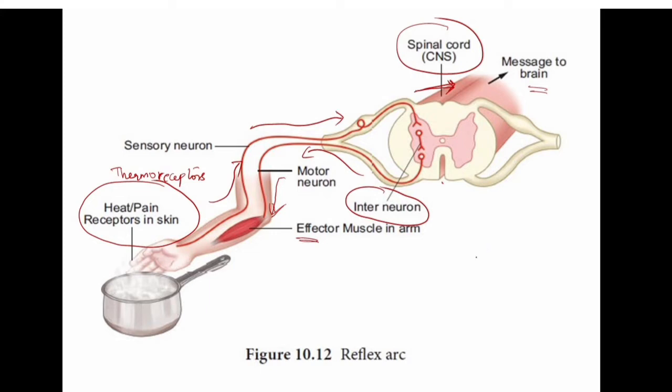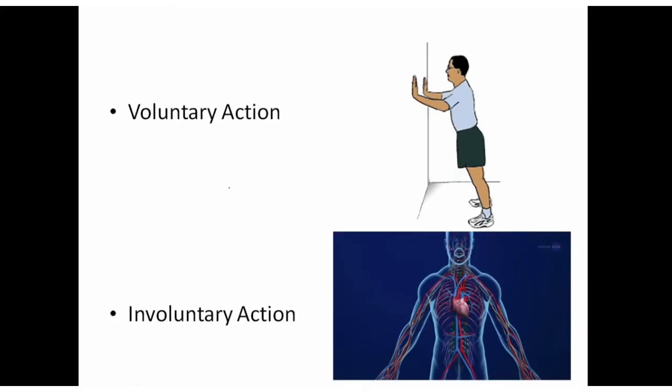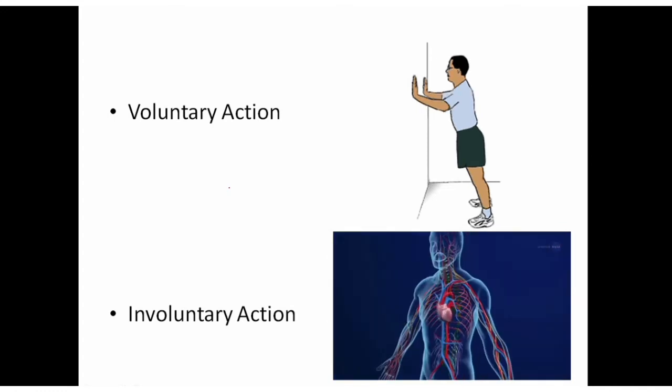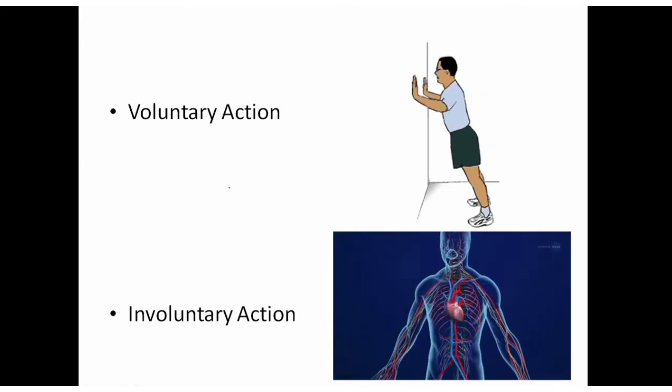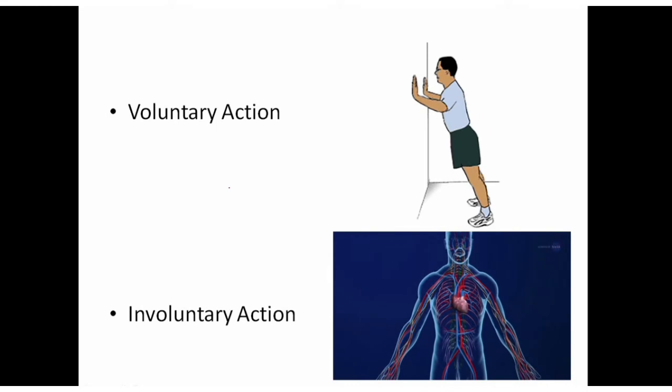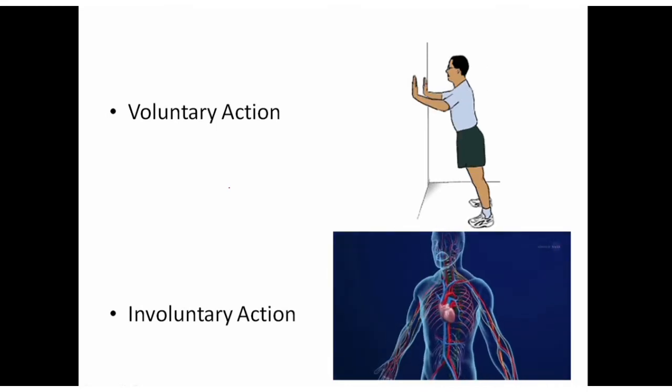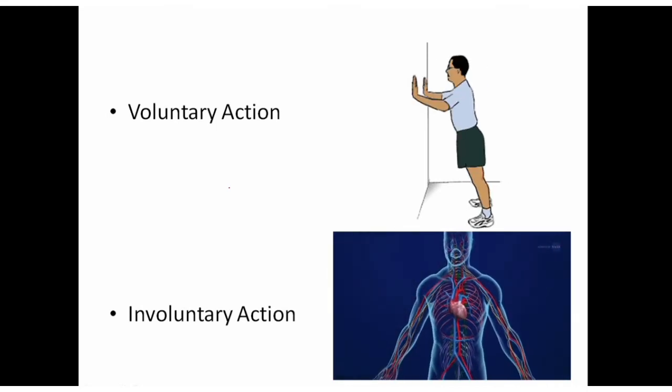Now, what is a reflex arc? Already we have seen in the last class that the pathway of the signals forms a U-shaped structure, and this is called a reflex arc. An arc is formed, right? That is why we call it a reflex arc. Voluntary actions are walking, running, reading, writing. Breathing and heartbeat are involuntary actions.